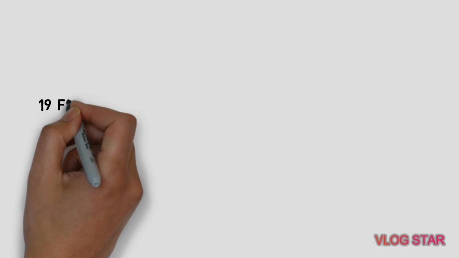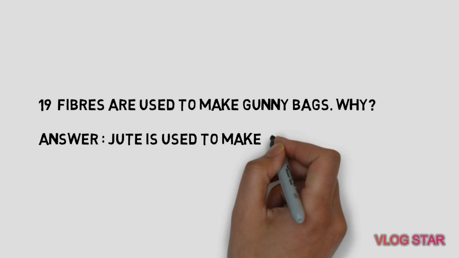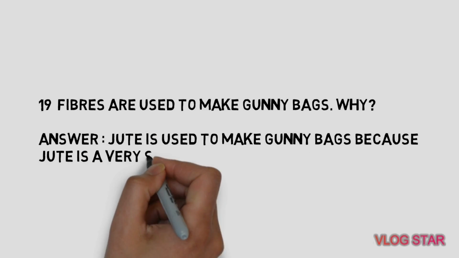19. Jute fibers are used to make gunny bags. Why? Answer: Jute is used to make gunny bags because jute is a very strong material.